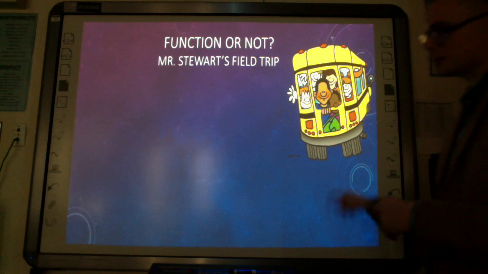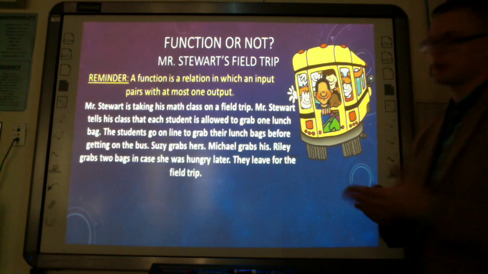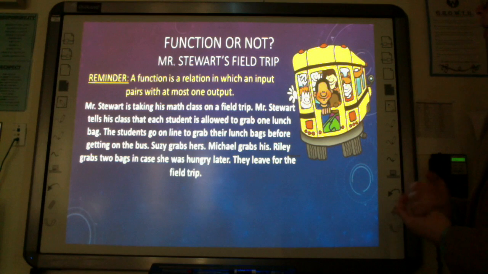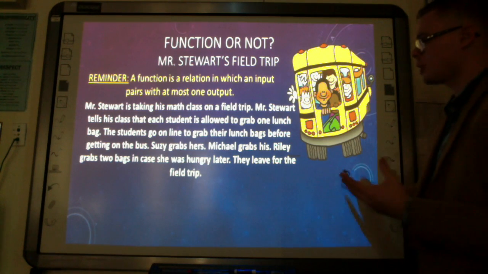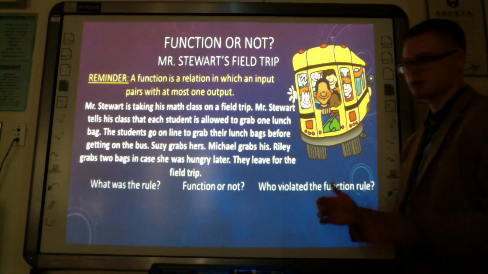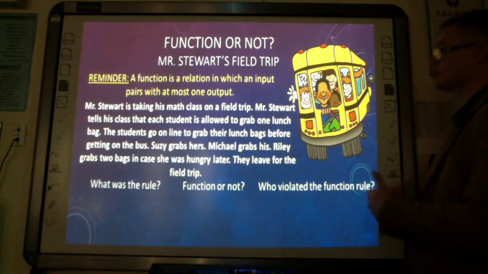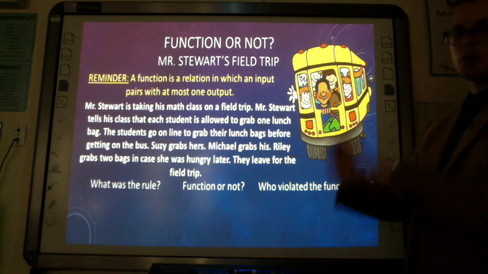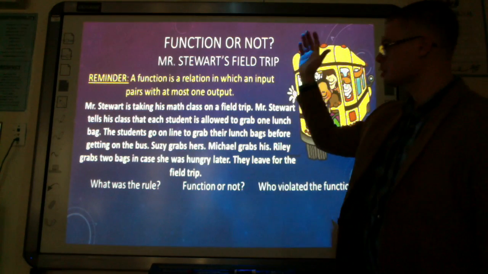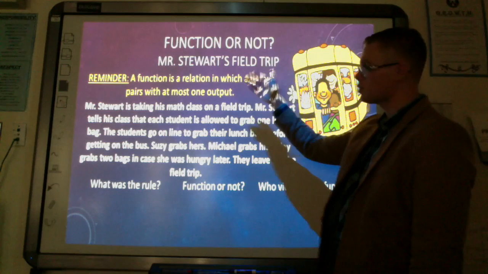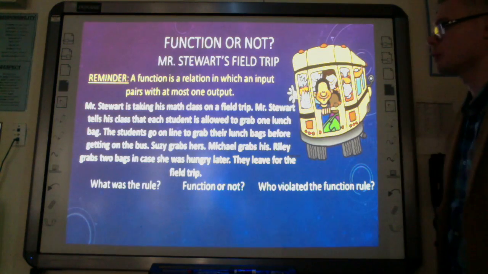Now this is a word problem you're going to get, okay? I'm going to read this problem. I'll read it to you guys, okay? And determine these 3 questions. What was the rule? Function or not, and who violated the function rule? So, reminder, formal definition, a function is a relation in which an input pairs with at most one output.